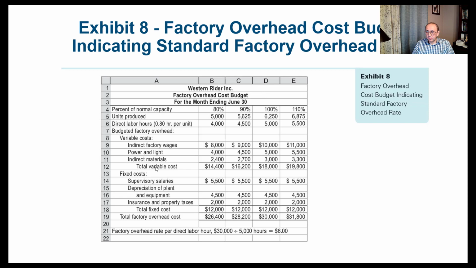So we add the variable cost and the fixed cost, and we get the total factory overhead cost based on different scenarios of capacities, from 80%, 90%, 100%, and 110%. So remember, the factory overhead rate per direct labor hour was the 30,000 based on 100%. This 30,000 divided by 5,000 hours, and that was the $6.